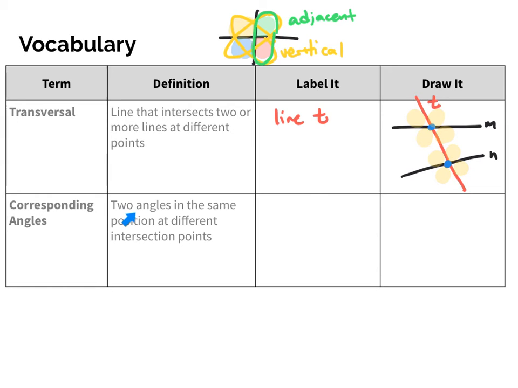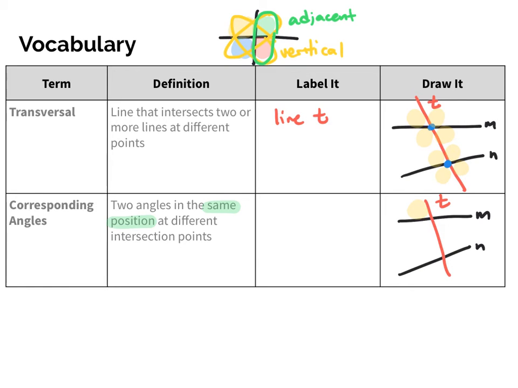Corresponding angles are two angles in the same position. The word corresponding means that you're on the same page, at the same location. So if I copy this diagram down, let's say that I have line M, and line N, with my transversal T. Corresponding angles would be in the same location. I'm going to give you one example here.